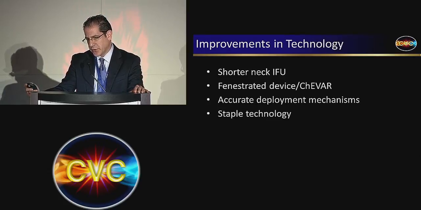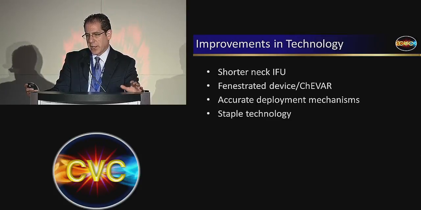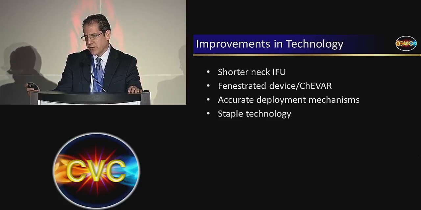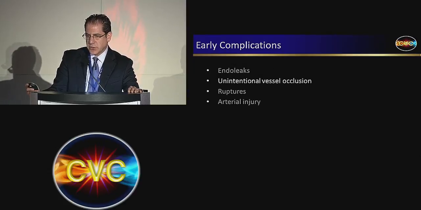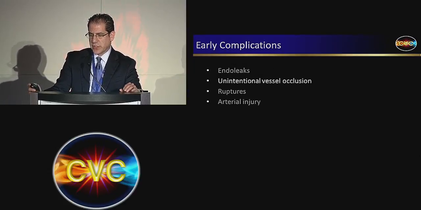Accurate deployment mechanisms, which all the devices have gotten much more accurate in our deployment, can help deal with type 1 endo leak prevention. And then, although I don't personally have experience using it, the staple technology in the literature and with anecdotal experience has been very valuable for resolution of type 1 endo leaks. So how about unintentional vessel occlusion next?